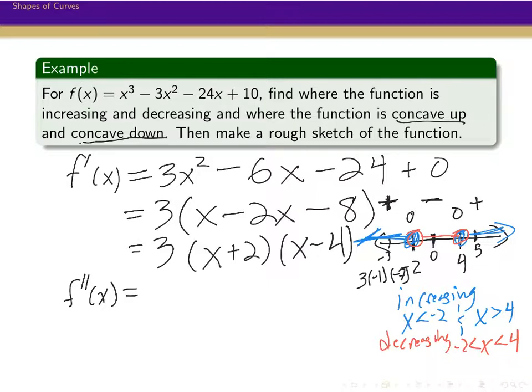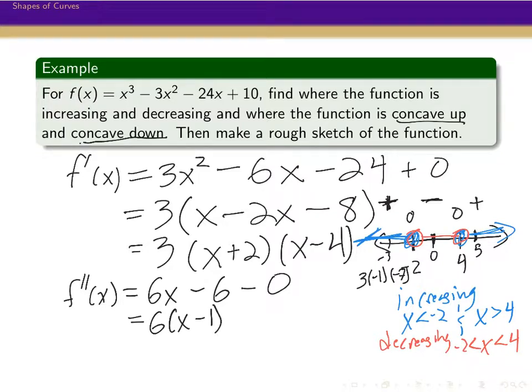That'll be the easiest. So derivative of 3x squared, 2 comes down, left with 6x, minus derivative of 6x is going to give me another minus 6. Then minus 24, that's going to go to 0. So the second derivative is just a line, 6x minus 6. And think about this as being 6 times x minus 1.